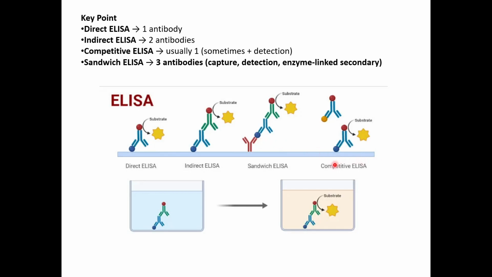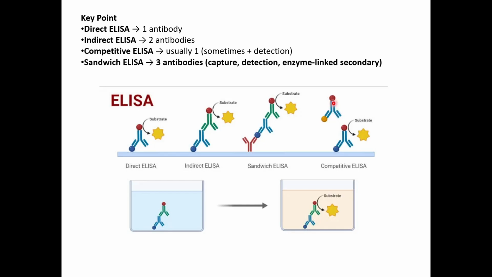Then you have competitive ELISA, where you have your antigen bound to the plate, and then you have your sample in which you have your antigen. So in your sample in which you have your antigen, you will also add your antibody. So your antibody antigen complex is present in the sample. But depending on the amount of antigen present, you might have free antibodies or you might not have free antibodies.